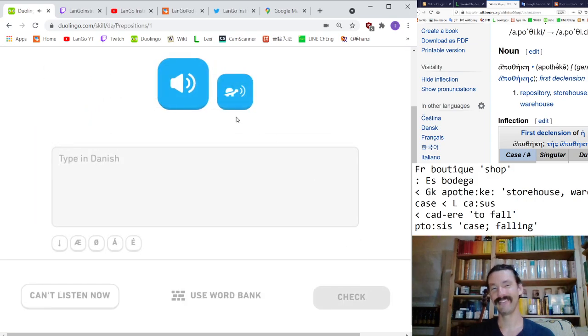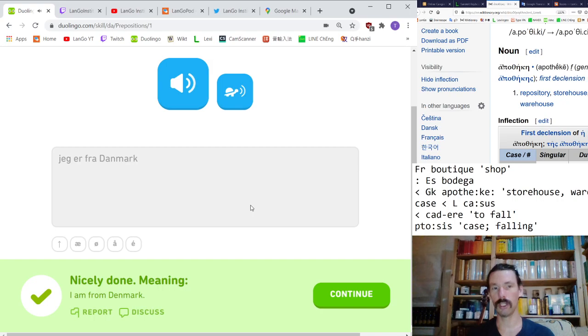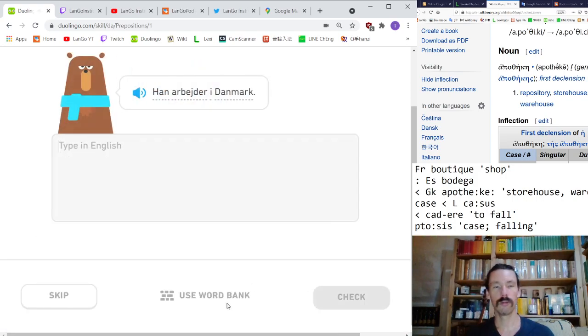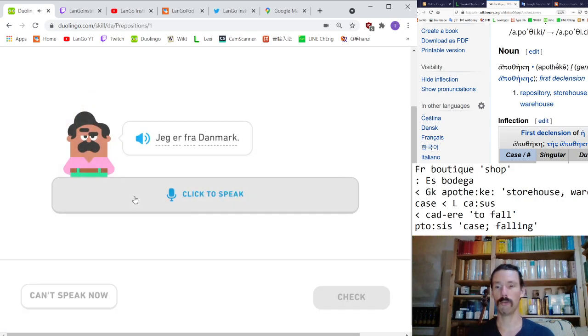Jeg er fra Danmark. Spelled Danmark. That sequence Dan is apparently barred, Den, which is the similar change to what you see in Tibetan. Han arbejder i Danmark. Modern dialects. This pronoun too. Han. Swedish still says han, but it's shifted here. He works. This is related to the German arbeiten, as mentioned the other day. I Denmark. In Denmark. I am from.